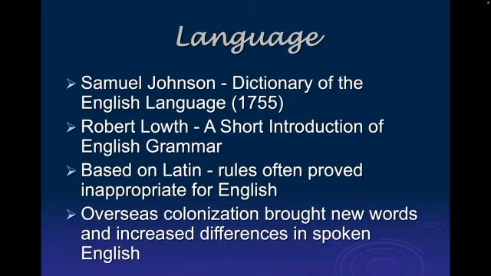The language in the Restoration and the Enlightenment period, you see a lot of language being written down. The Dictionary of the English Language of 1755 was written by Samuel Johnson. You're also going to see Robert Lowth write a short introduction of English grammar. Now, this is based on Latin, the rules that often proved inappropriate for English, however. Also, overseas colonization is going to bring new words and increased differences in spoken English.